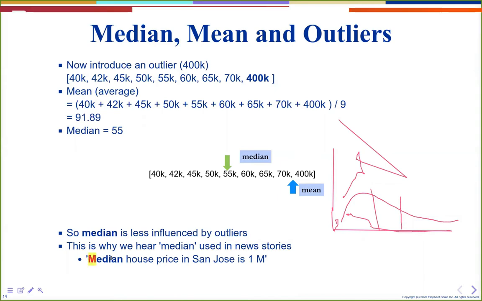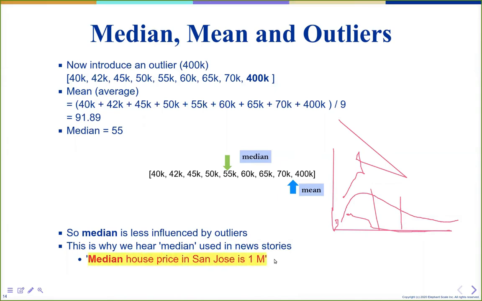So remember, if you're listening to the news and people say median price of whatever, median salary of this, median price in San Jose is this, I always wondered, why are they saying median? Why are they not saying average? Because now we know: average can be influenced by outliers, but median less so. So next time you listen to the news and people say the median wage is this much, now you know, because median is a midpoint.